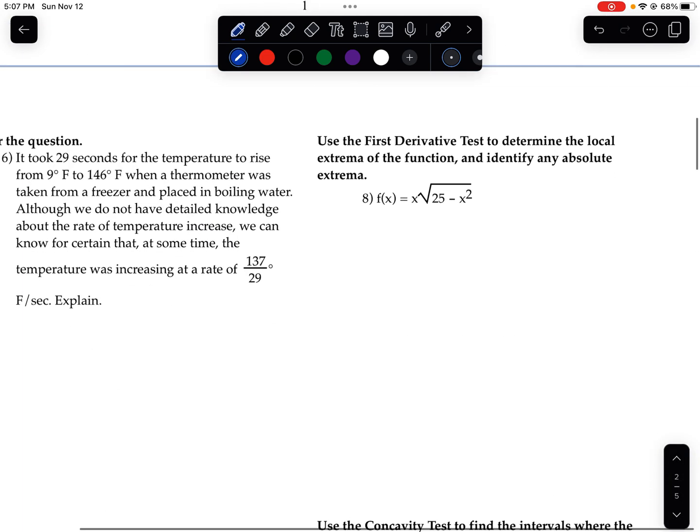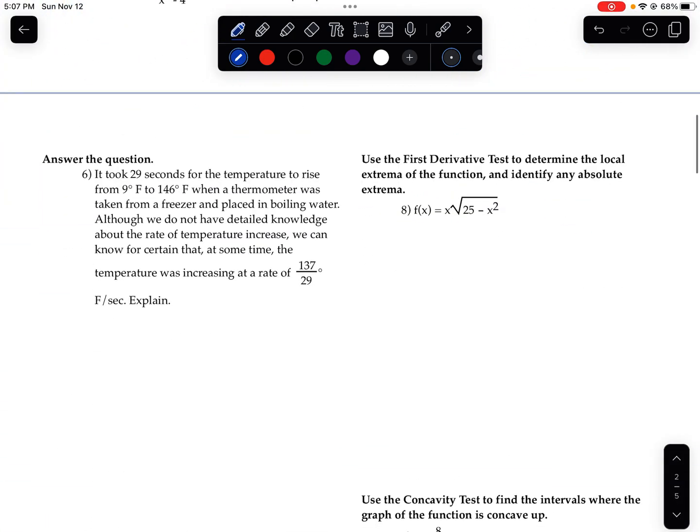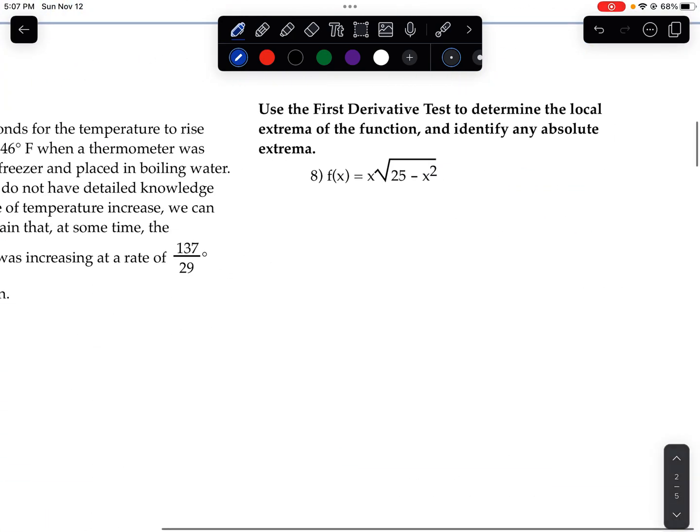Now, use the first derivative test to determine the local extrema of the function and identify any absolute extrema. So we already used the first derivative test over here, so we're just going to take the first derivative and set it equal to 0.